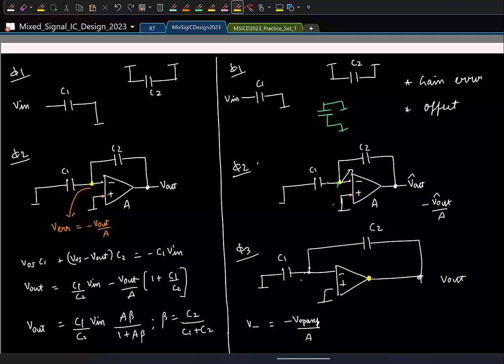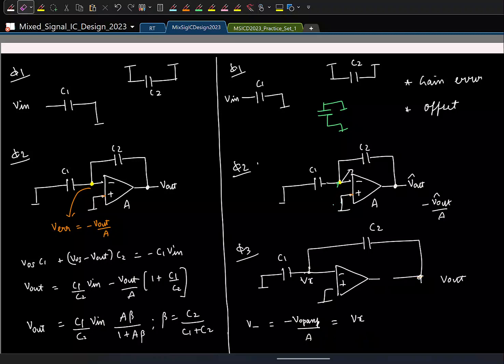Now let us say I connect the inverting terminal to the node Vx directly like this. If I want to make this go to 0, what should I reduce? Vx is minus V op amp by A, so Vx is set by the output of the op amp. If I were to reduce Vx, the op amp output has to be reduced. In principle this must be 0, which means I cannot connect the output to the op amp output directly.